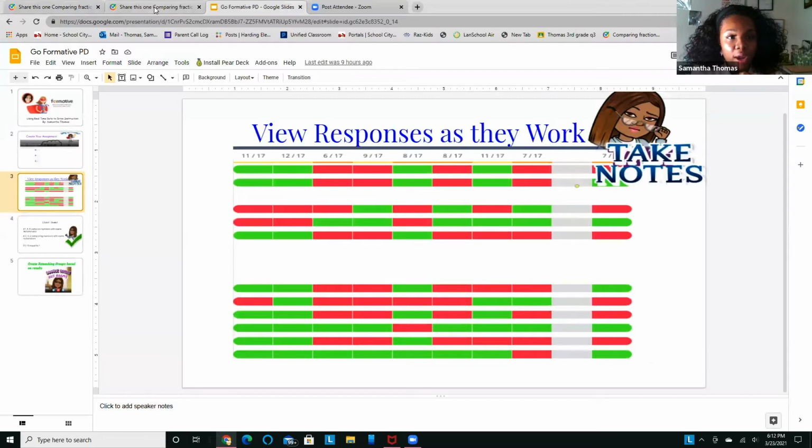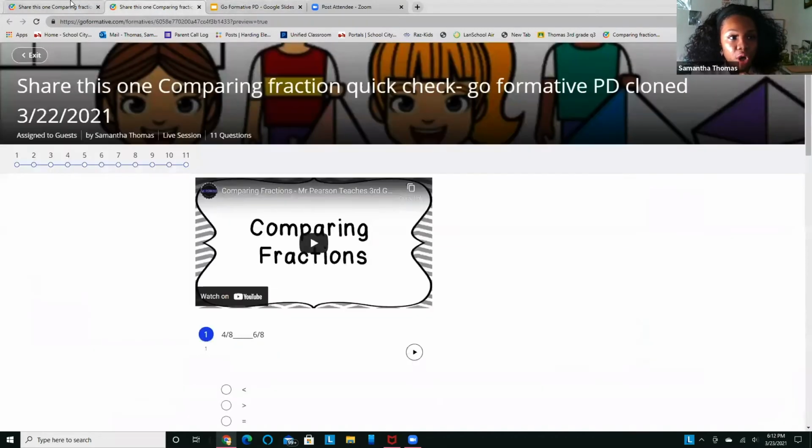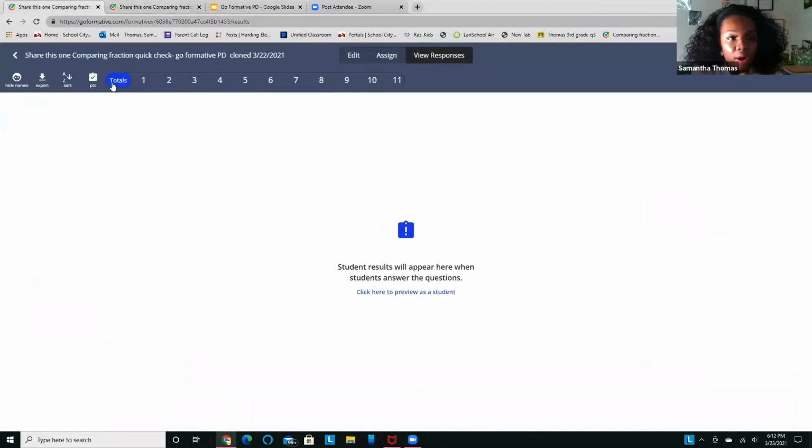So underneath total is where, as they are completing it in real time, it's going from white to red if they're getting it wrong, green if they're getting it right. Of course, you have to put those answers in beforehand as you are creating the worksheet.